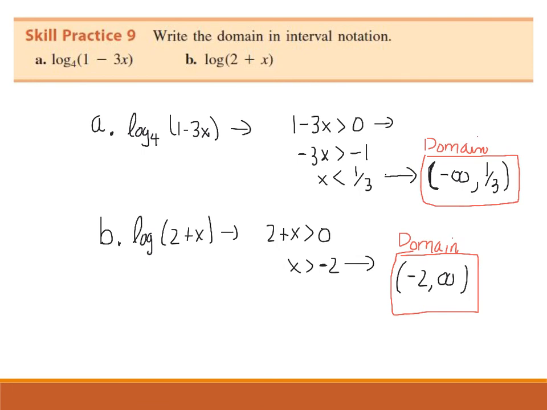In part B, again we let 2 plus x is greater than 0. x is greater than negative 2, which implies that our domain is negative 2 to infinity.